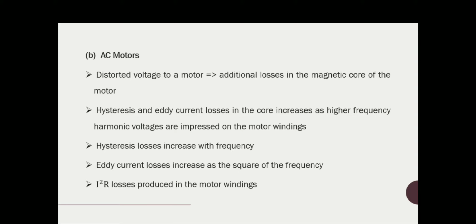Then see the effect of harmonics in AC motors. The application of a distorted voltage to a motor results in additional losses. That is the important thing. This will result in additional losses in the magnetic core of the motor. Hysteresis and eddy current losses in the core increase as higher frequency harmonic voltages are impressed on the motor windings. Hysteresis losses increase with the frequency, and eddy current losses increase as the square of the frequency. So you can imagine how much increase in loss there will be with the presence of harmonics. Also, harmonic current produces additional I squared R losses in the motor winding. That should also be taken care of.